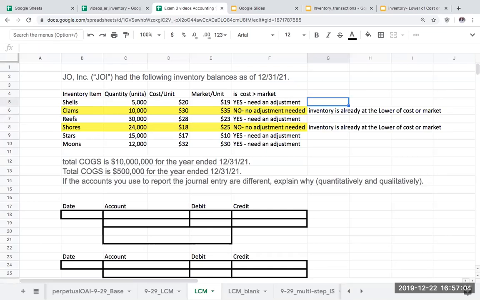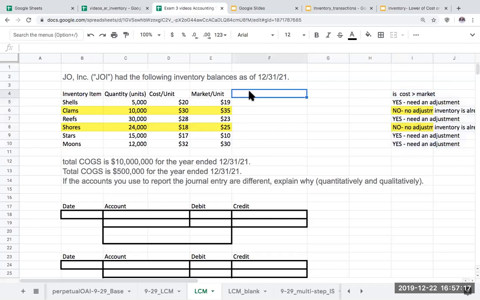Well, what I need to figure out is what the adjustment is going to be. So we're going to give ourselves a little bit more room. If I need an adjustment, I'm going to take over here the difference between cost and market. This is going to be my difference between cost and market per unit. Only if I need an adjustment am I going to do this, right?